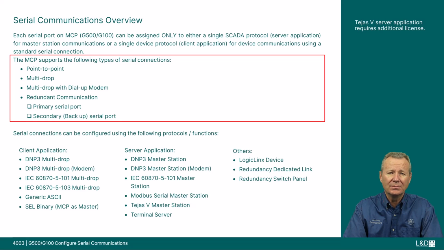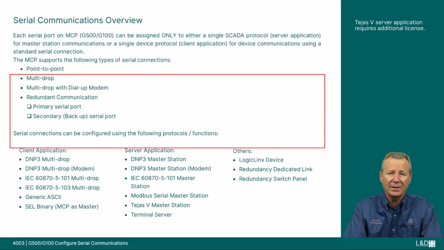Redundant communication. Communications that take place over a serial connection can be configured for redundancy by setting up two serial ports, a primary port and a secondary backup port. Communications normally take place over the primary port. In the event of a loss of communication with the device over the primary port, the MCP tries to reestablish communication over the secondary port. If the MCP cannot reestablish communication over the backup port, it reports the device status as offline.